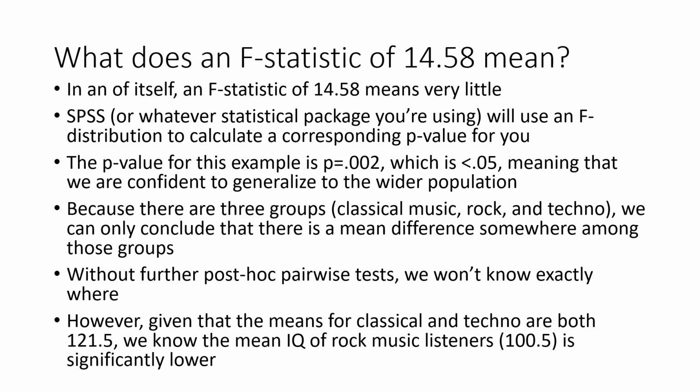We already know, if we think back to the slides that we went through, that there's no difference at all between classical music and techno. They had the exact same IQ. So presumably we can assume that the fact that the IQ for rock music was around 100.5, that's where you see the significant difference, right? So remember, the mean for classical and techno are both 121.5. So it seems to suggest this ANOVA test that we've carried out seems to suggest that the IQ of rock listeners is significantly lower than the other two.